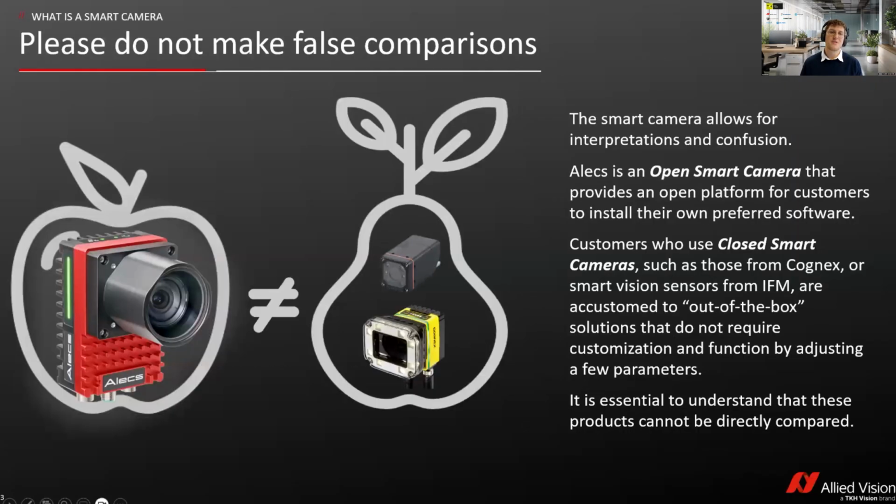Starting with the most famous slide at Allied Vision when we talk about smart camera systems. The header shows it: please do not make false comparisons. Talking about open smart cameras, which the Alvium is, means that this is a smart camera system which is open for every software which can be used to program solutions. So the product comes without any software.